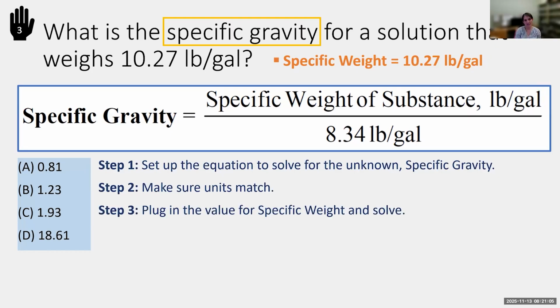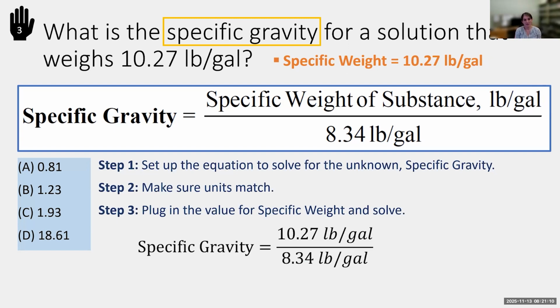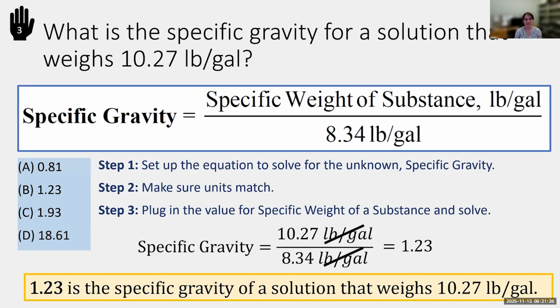We can move on to step three. For step three, we want to plug in the value for specific weight and solve. So we have that specific gravity is equal to 10.27 pounds per gallon divided by 8.34 pounds per gallon. Those units are going to cancel each other out, and we're going to get an answer of 1.23. So 1.23 is the specific gravity of a solution that weighs 10.27 pounds per gallon. So our answer is going to be B. And what that means is that our solution is 1.23 times heavier than the weight of water.